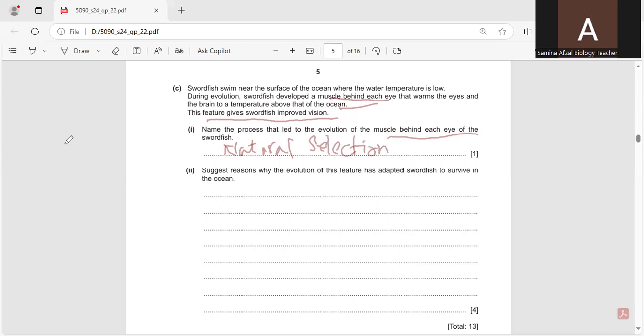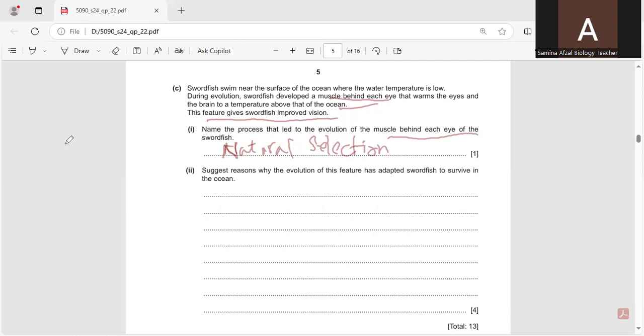Because the fish has adopted some fissures in the structure, due to which it is able to survive from the predators or from the other environmental factors. So in this way, it is best fit in the nature. So nature has selected this species. Suggest reasons why the evolution of this feature has adopted swordfish to survive in the ocean.